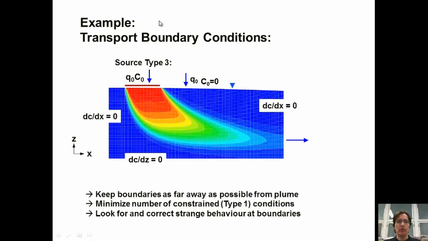And here's just a blow up of one of those cases. We have a source type 3 across the input boundary. We have zero gradient where there's no flow, and we have a zero gradient also on the outflow boundary because we have an advective flux caused by the flow solution here. Just some rules of thumb: keep boundaries as far away as possible from the plume, minimize the number of constrained or type 1 conditions, and look for and correct strange behavior at boundaries.